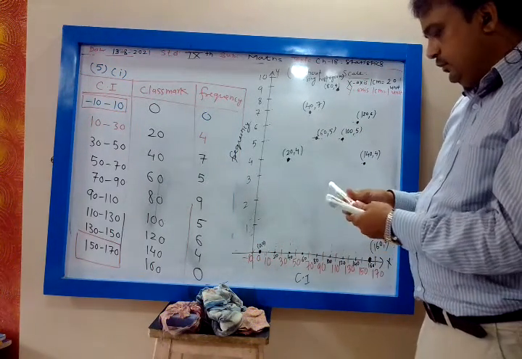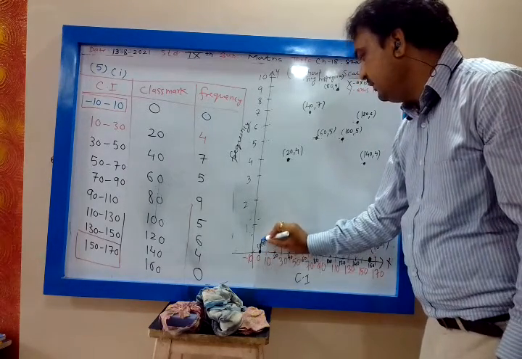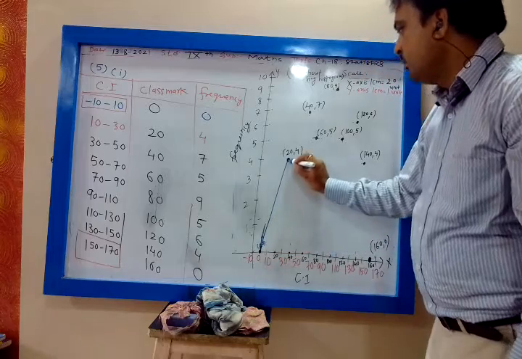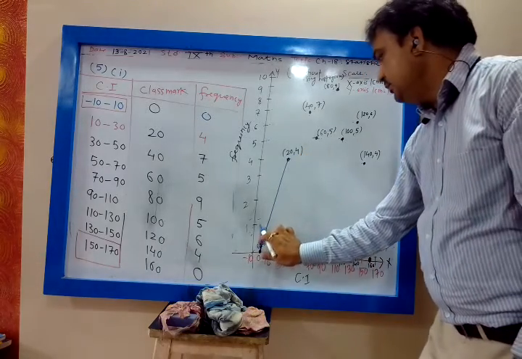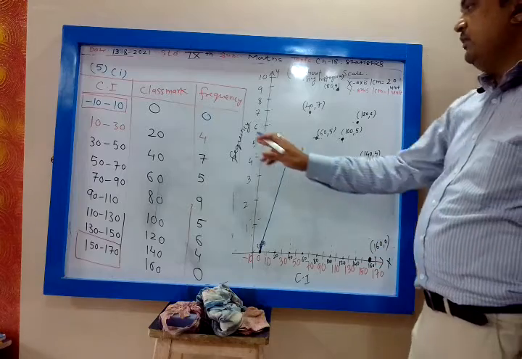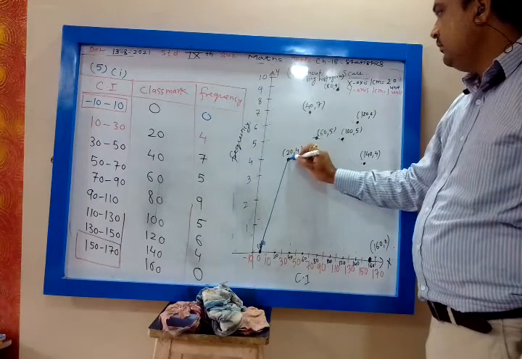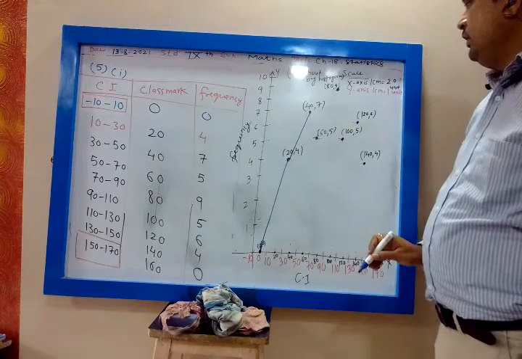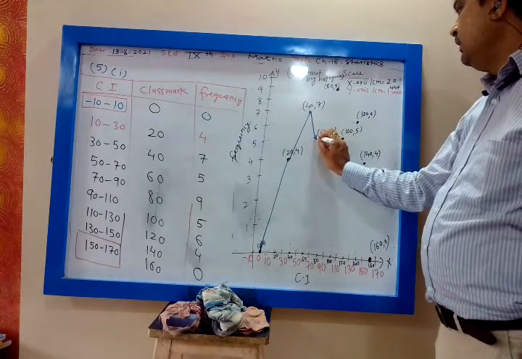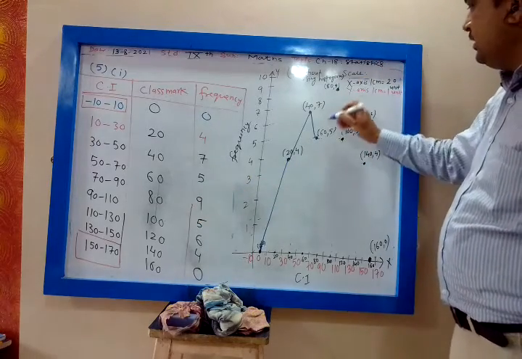So 0 to 20 comma 4. Join them with the help of the scale. Then 20 comma 4 to 40 comma 7, 40 comma 7 to 60 comma 5, then 60 comma 5 to 80 comma 9, 80 comma 9 upward.